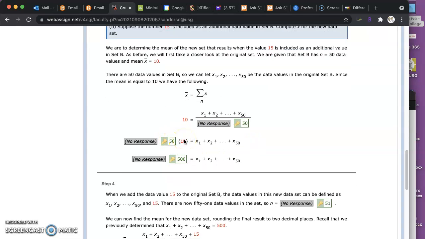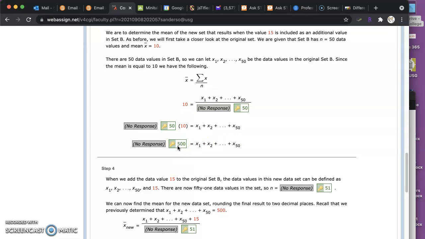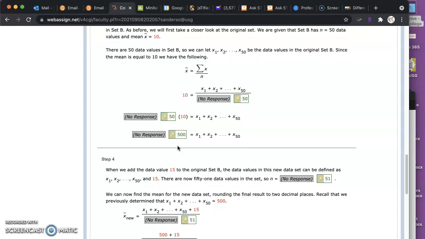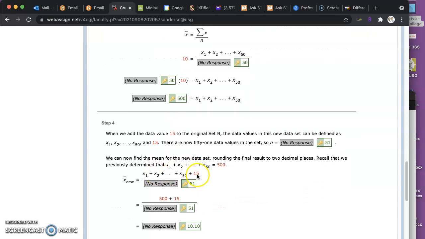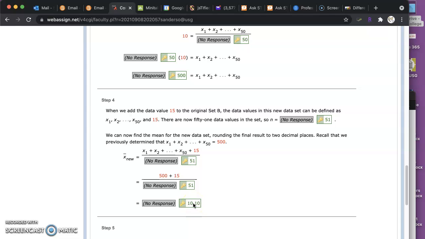So that's where this 50 times 10 comes from. And 50 times 10 is 500. So the total of all 50 numbers in set B is 500. But remember, they want to know if we add one more number that totals 15, there's your 500 plus 15, but now we have to divide by a total of 51 numbers because we had 50 to begin with, and now we have 51, and that gives us a mean of 10.10.